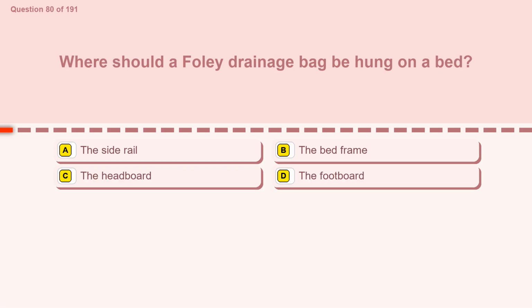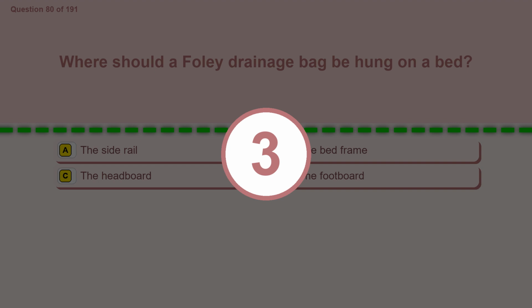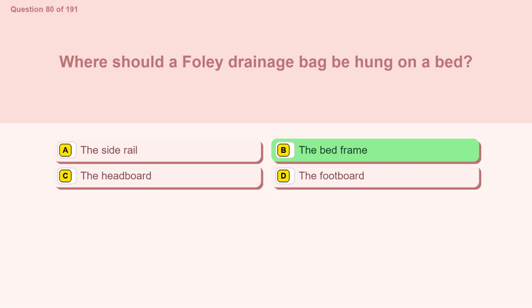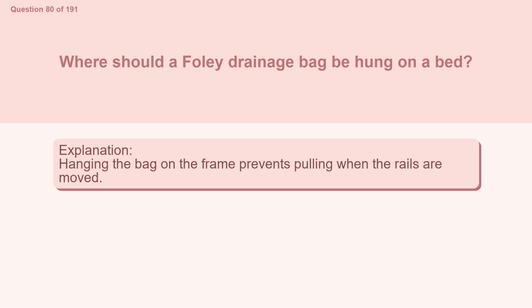Question 80. Where should a Foley drainage bag be hung on a bed? Option A, the side rail. Option B, the bed frame. Option C, the headboard. Option D, the footboard. The correct answer is option B, the bed frame. Hanging the bag on the frame prevents pulling when the rails are moved.